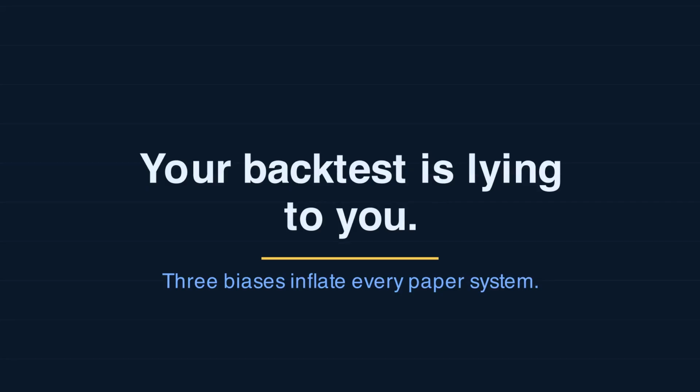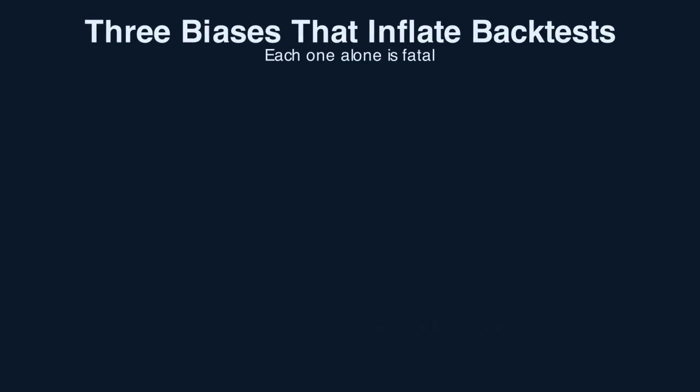Today, the three biases that quietly destroy almost every retail backtest: survivorship, look-ahead, overfitting, and the realistic adjustments that turn paper results into production-grade expectations. Here are the three killers.